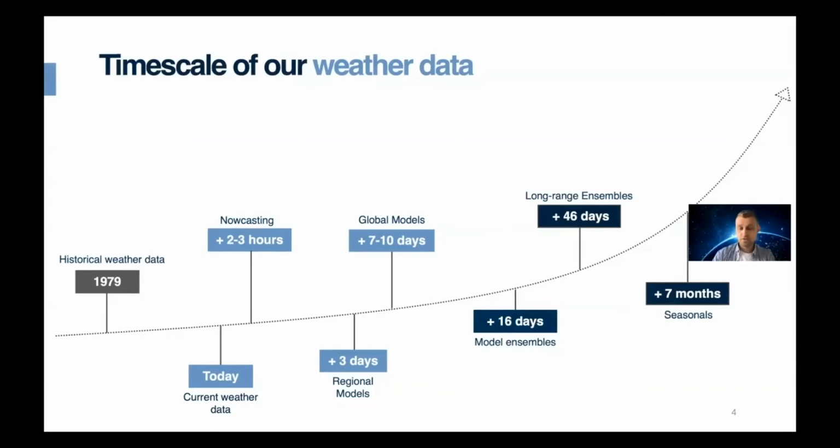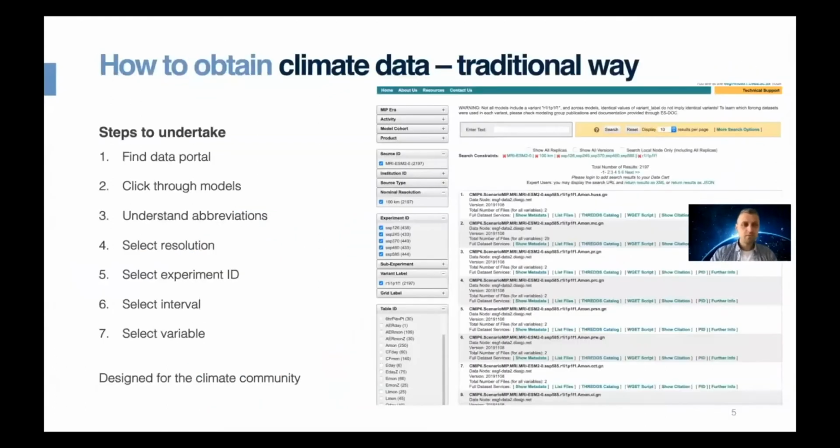But today, we are very delighted to announce that we will be able to provide climate data up to 100 years into the future. With that being said, we would like to explain why we ingest the climate data into the API. The traditional way of obtaining climate data was designed purely for the climate community, and there's pretty much nothing wrong with it.